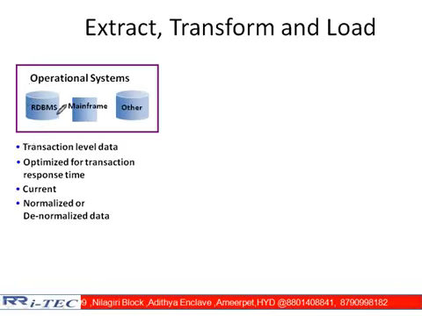Once you take it in, what data is available here? We have transaction data, optimized for transactions, current in nature, and normalized and denormalized data may be available here. What exactly do we want to do from here?